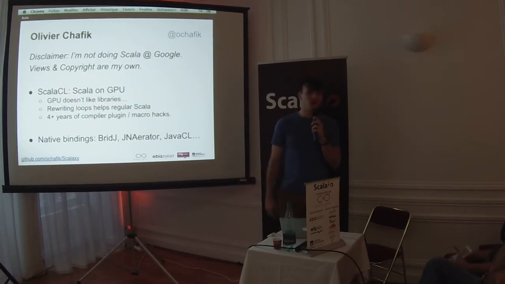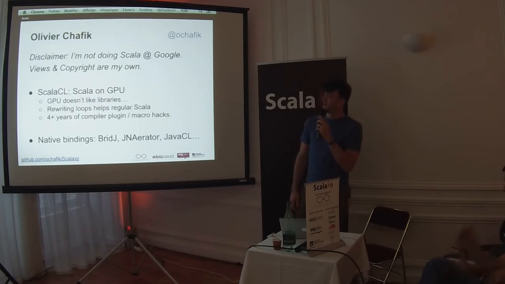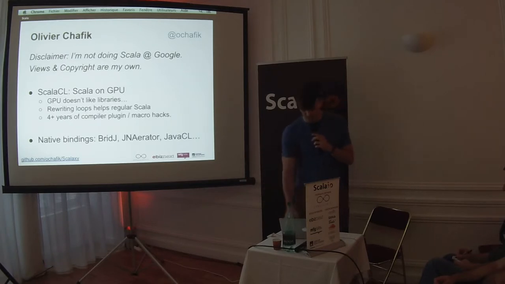I worked on ScalaCL 4 years ago or so, which consisted in trying to run Scala on the graphics card using OpenCL, transforming the Scala code progressively until it compiles. Since then, I've done lots of hacks. Scalaxy is the umbrella project under which I put all my macro hacks, and these include the collection speedup. I also have open source projects like Bridge Generator that help you create bindings for native code from Java, which I also use to create the OpenCL bindings. So that's me.